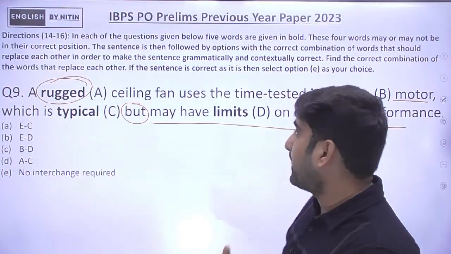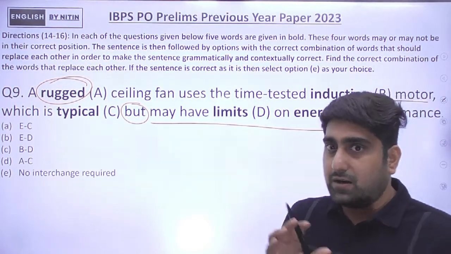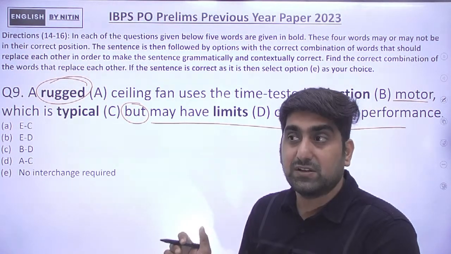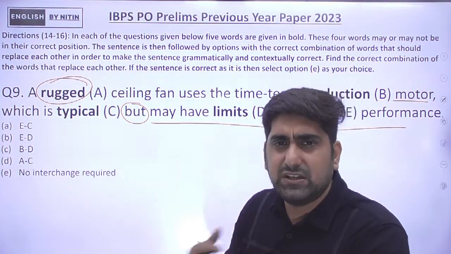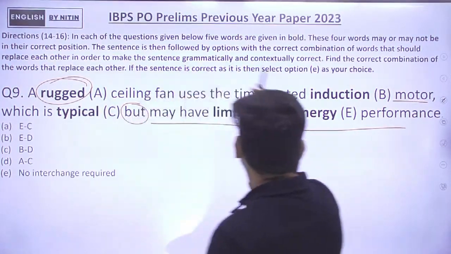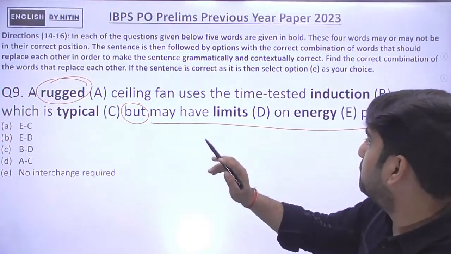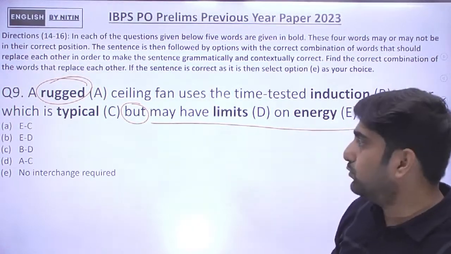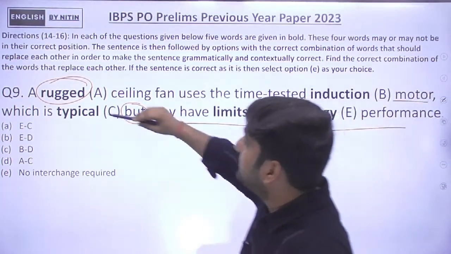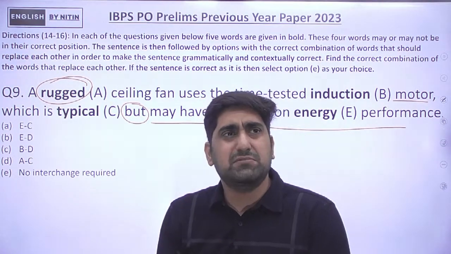So for me, the idea of solving this question is to grab a word and associate it with the context, and this is, I guess, the best way, because if you learn this way, you can apply it to any question. It is not a case-oriented way. So the phrase has now become: motor which is rugged but may have limits on energy performance. And then we can say a typical ceiling fan, meaning usually a ceiling fan is of this type.